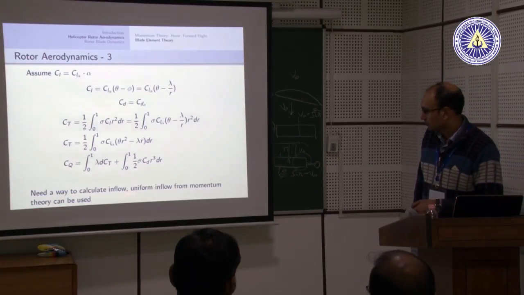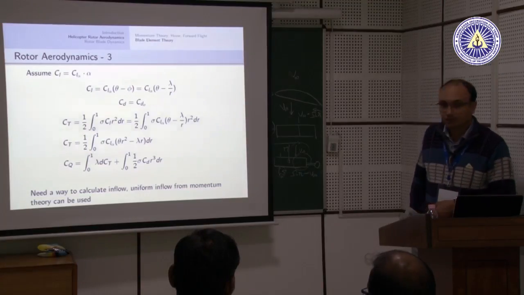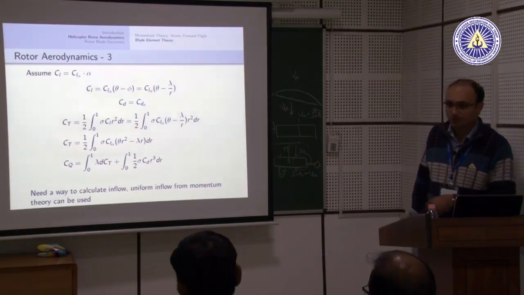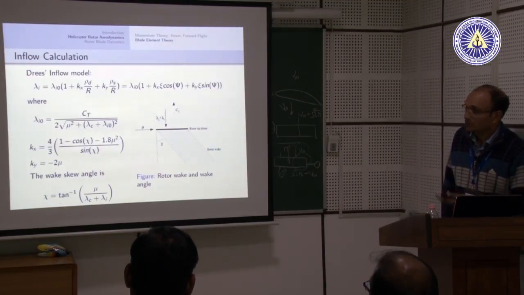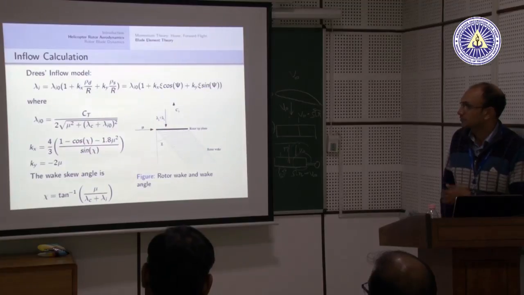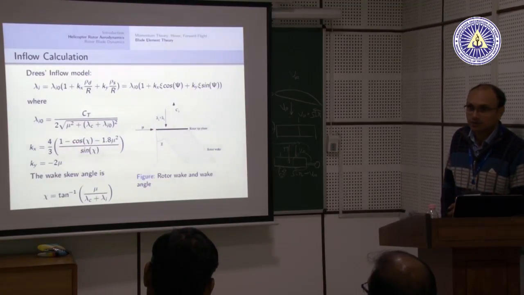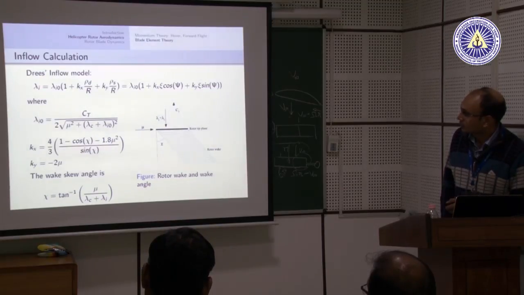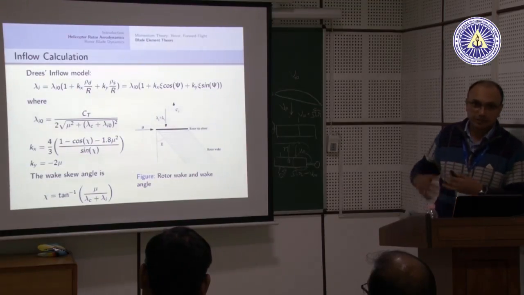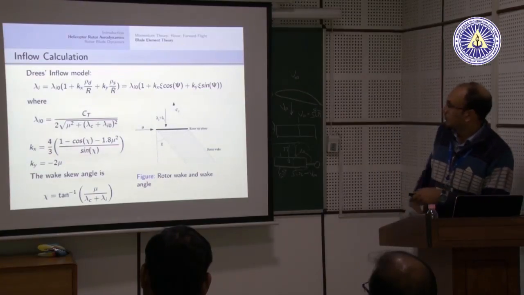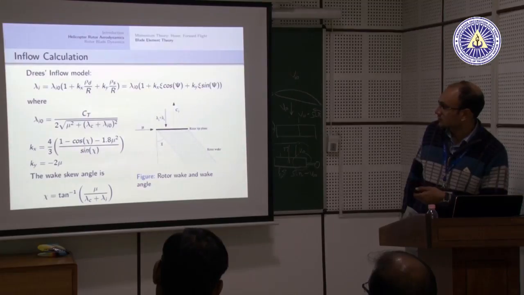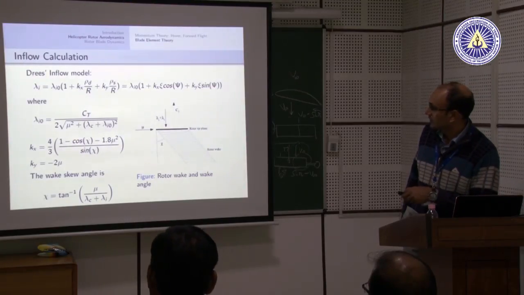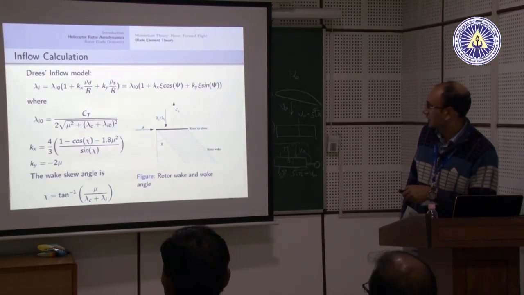So, like I said, we can use uniform inflow from momentum theory to get the lambda here. That is the most simple thing. If you want to do something more involved, the next most complicated thing is this non-uniform Drees inflow model, where you assume this lambda, my induced velocity, to be changing with radius. The sigma d and sigma s are the radial locations. So, it changes with both radius as well as your azimuth angle.